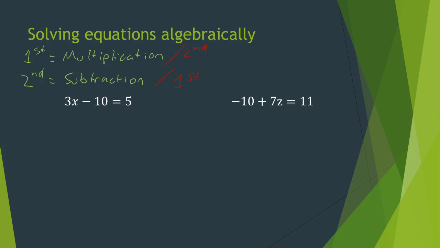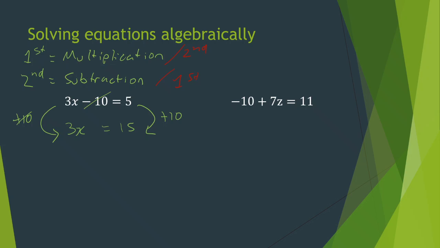Thinking always about that example with putting on your socks, then putting on your shoes, then taking off your socks, then taking off your shoes. So with that in mind, our first step is going to be adding 10 to both sides. Okay, and that will get rid of this 10 here, give us 3x, and this will give us 15, because 10 plus 5 is 15.